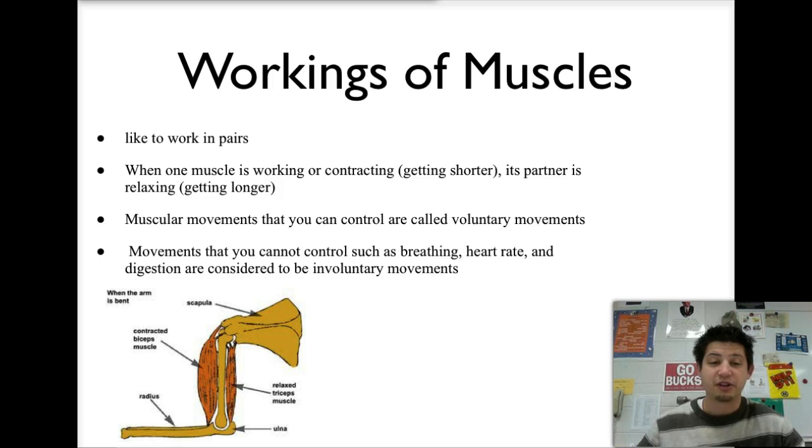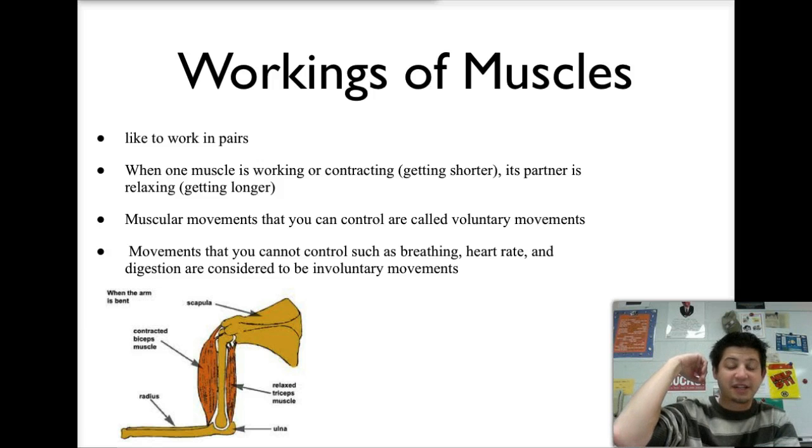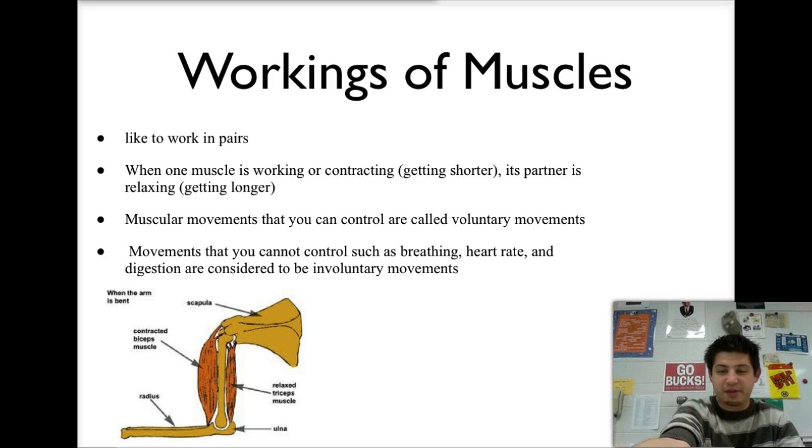And muscles like to work in pairs, just like you like to work with a partner. When one muscle is working, or as we call it contracting, meaning getting shorter, the partner is relaxing, getting longer. So if I do a bicep, my bicep is getting shorter, it's contracting. The bottom side is my tricep. That's getting longer, that's relaxing. When I open up my arm, bicep is relaxing, tricep is working. They work together. Same thing with your legs.